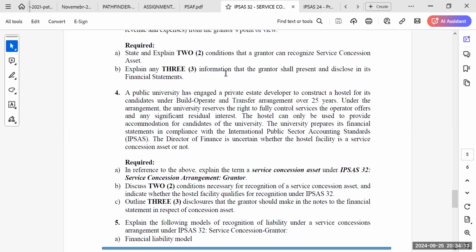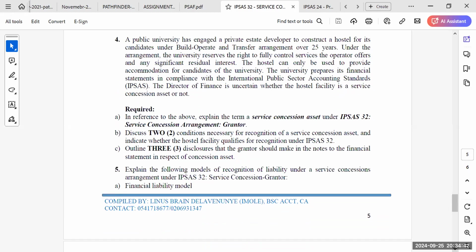Please, let's come here. If you are talking about the conditions under which the grantor can recognize a service concession asset, talk about a whole life asset also. You see that the one that we are talking about is only the constructed asset. So you can also add that in the case of a whole life asset, the grantor shall only recognize an asset when he or she controls that particular asset. So you can also add the recognition criteria for the whole life asset.